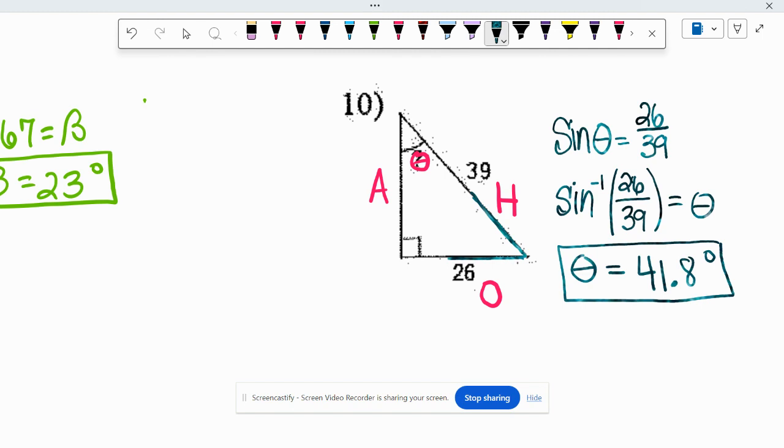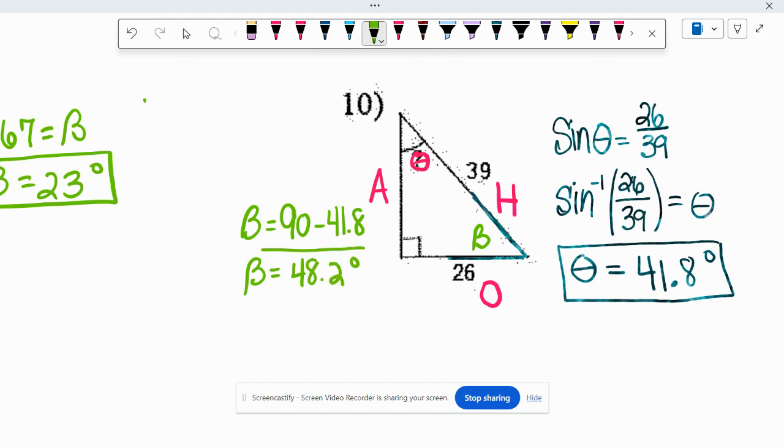All right, so we know one angle. Let's figure out the other angle. Let's do 90 minus 41.8. That equals beta. So what is beta? 48.2 what? Degrees.